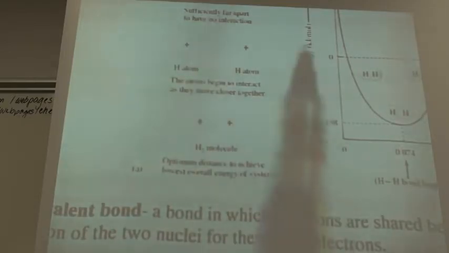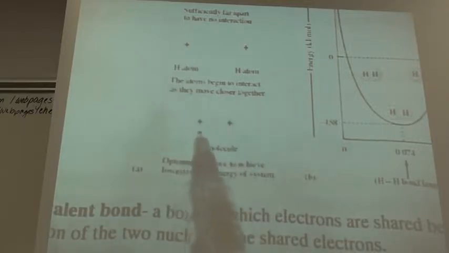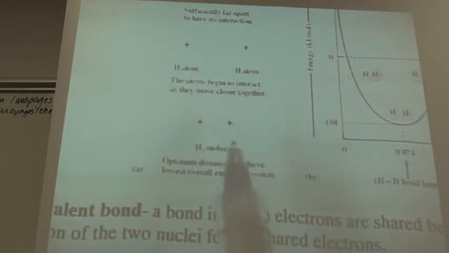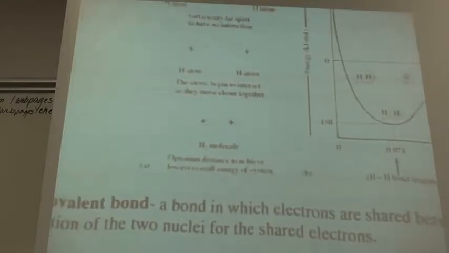But they finally settle a distance apart from each other where the attraction of this electron to this proton overcomes the repulsion of the two electron clouds. This will be the optimal distance, and the distance between them will be the bond length. A covalent bond is one in which the electrons are shared between two atoms. It results from the mutual attraction of the two nuclei for shared electrons.